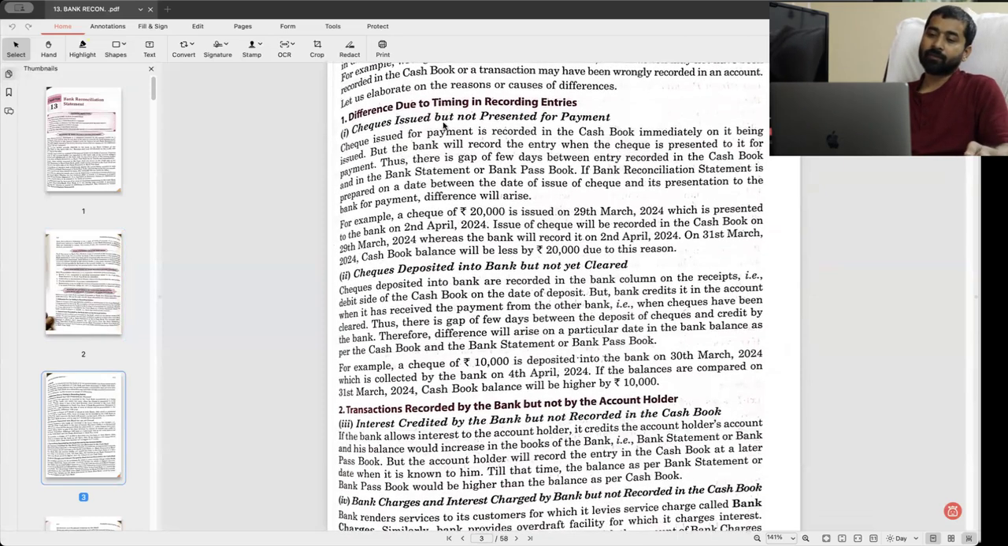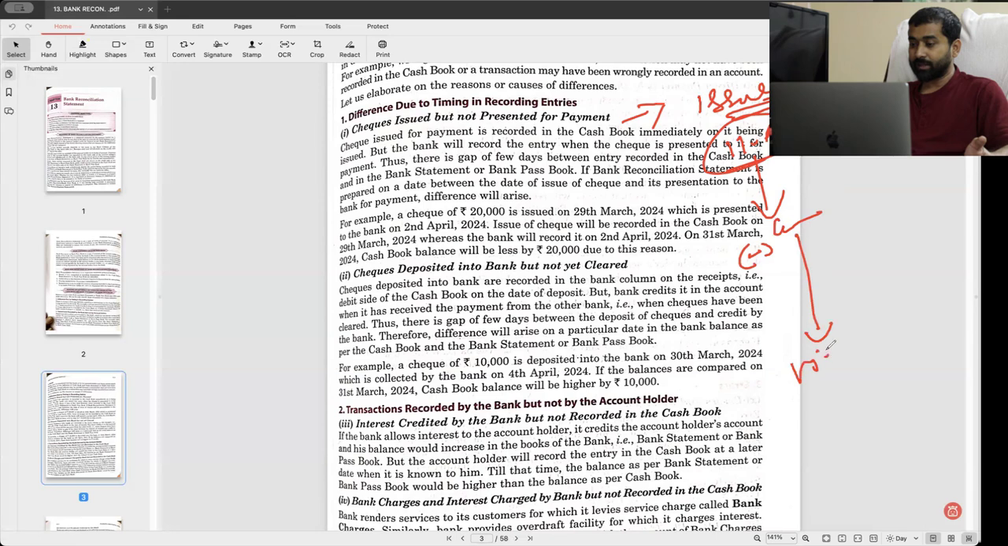One is the difference due to timing in recording entries. Think about that. Check issued but not presented for payment. I have issued a check on 11th August, which means I am ready to pay that money to somebody, and that somebody has not yet visited the bank to encash it. So I have already subtracted that money from my cash book, but the person has still not visited the bank.